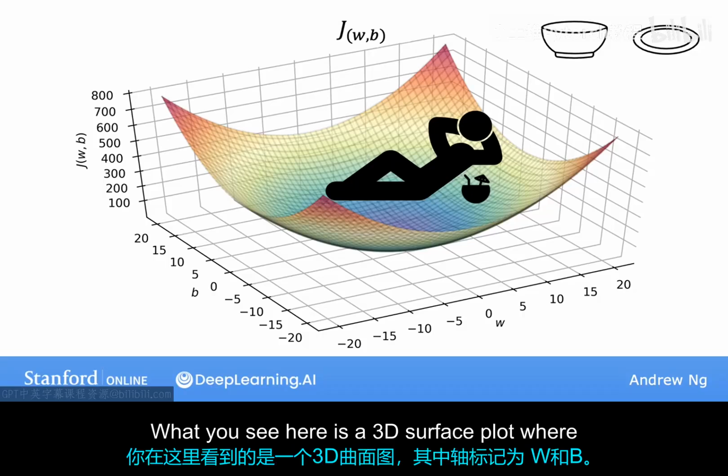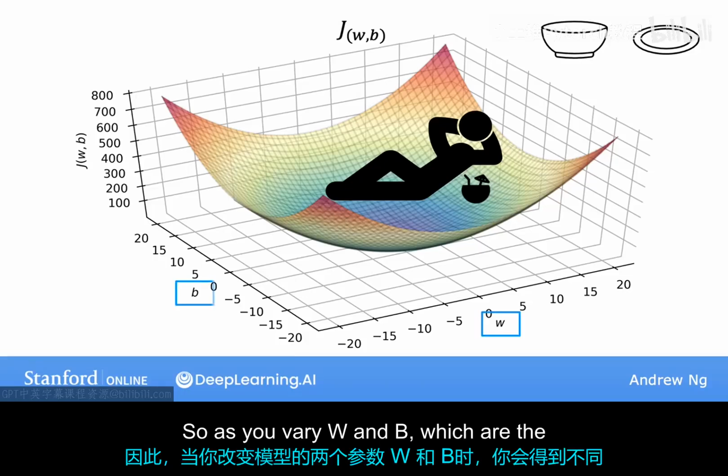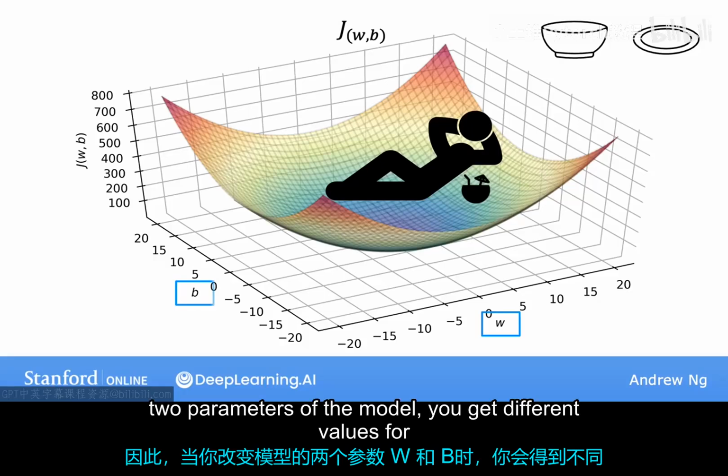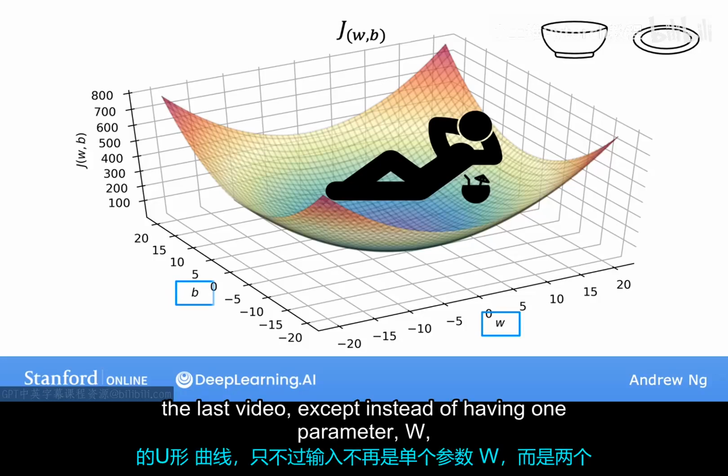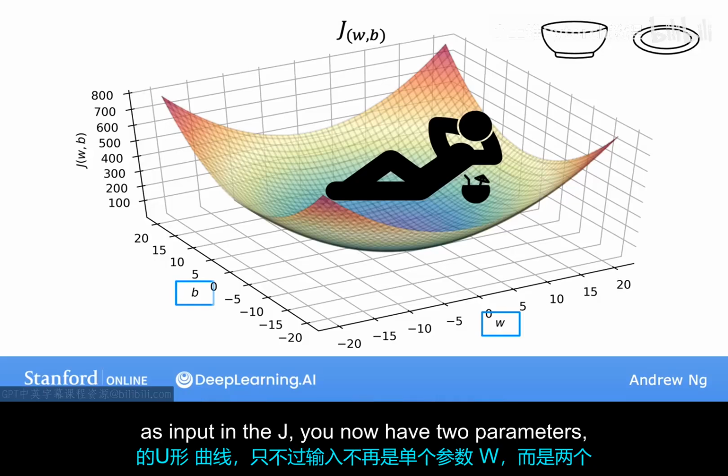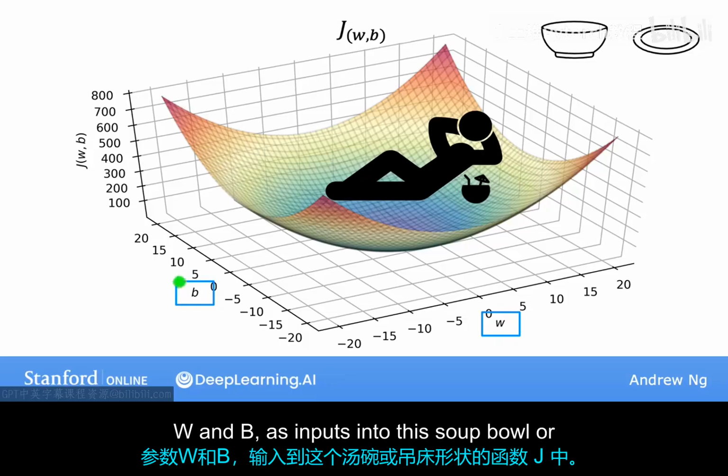What you see here is a 3D surface plot where the axes are labeled w and b. So as you vary w and b, which are the two parameters of the model, you get different values for the cost function J of w and b. This is a lot like the U-shaped curve you saw in the last video, except instead of having one parameter, w, as input into J, you now have two parameters, w and b, as inputs into this soup bowl or this hammock-shaped function J.